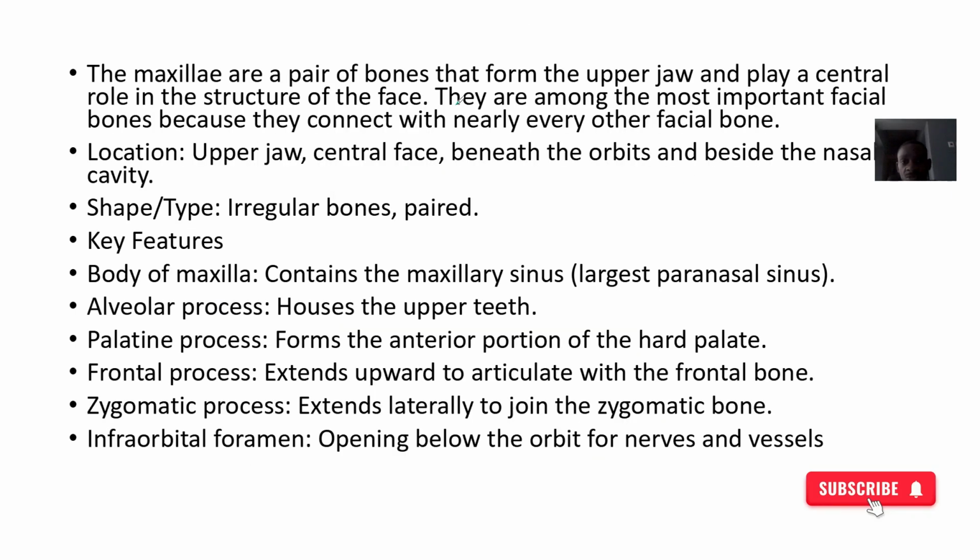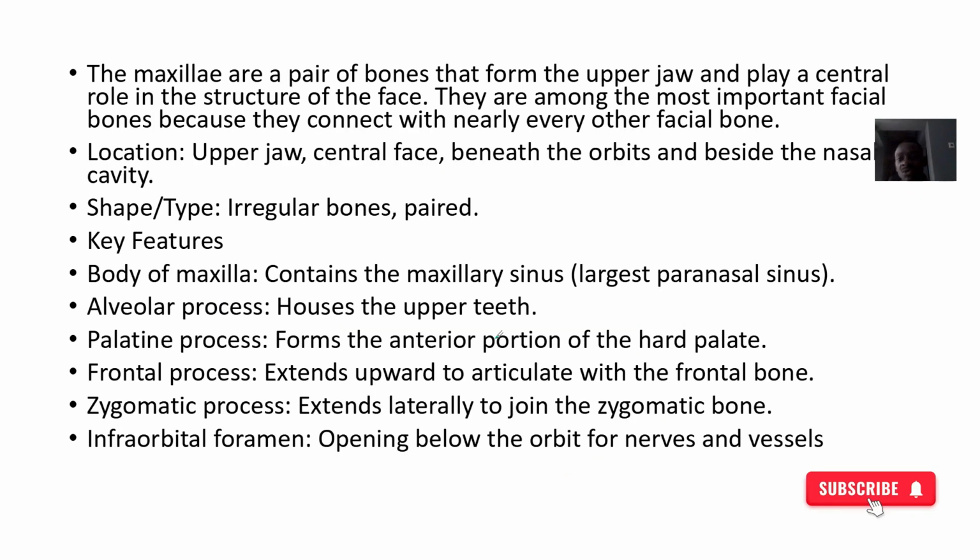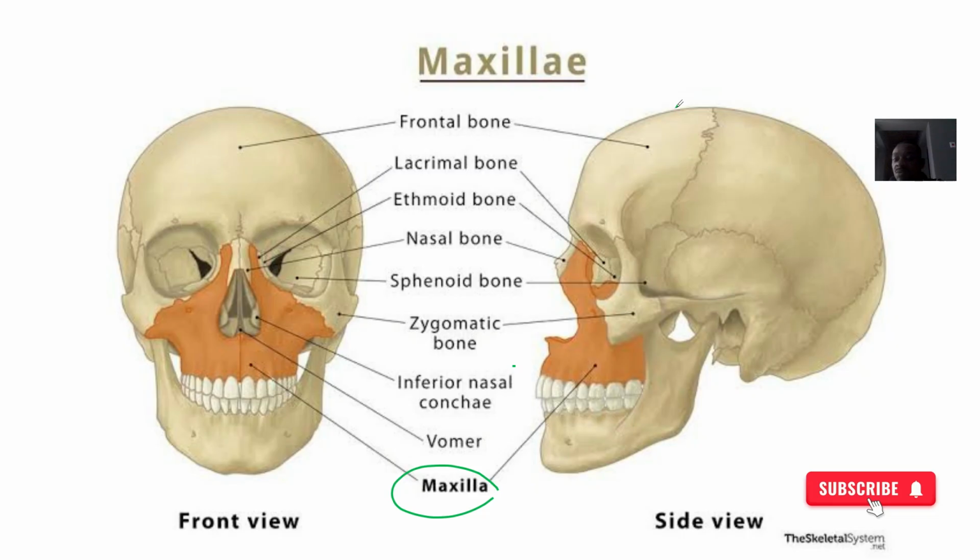They're actually two bones. One is on this side, one is on this side, so you could say that they're meeting in the middle. They're a pair of bones, and they form the upper jaw, and they play a very important role in how your face looks. They are one of the most important facial bones because they connect with almost every facial bone. Outward, remember that they also push inside. We're talking about the face, not the skull.